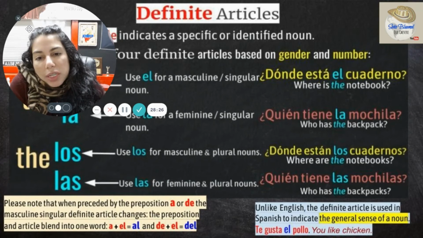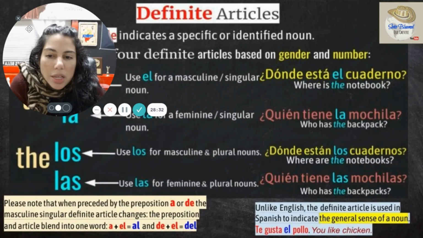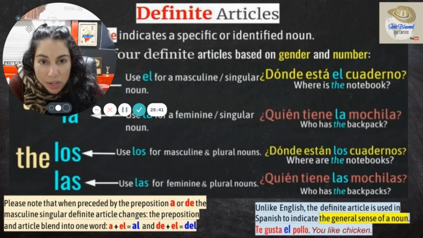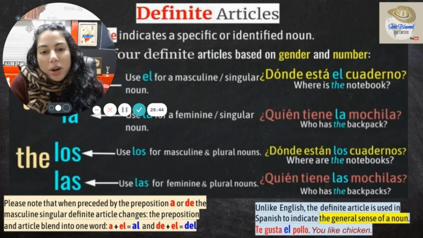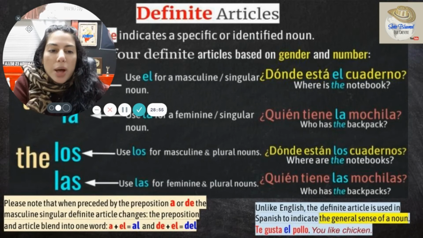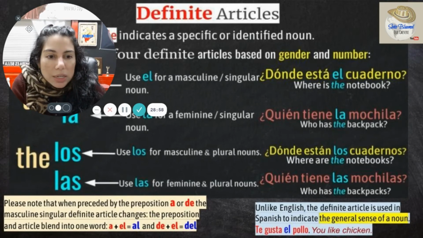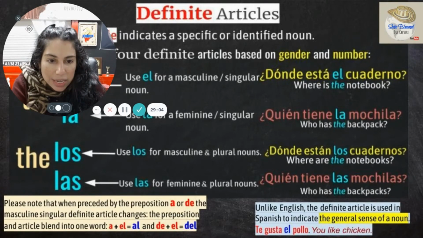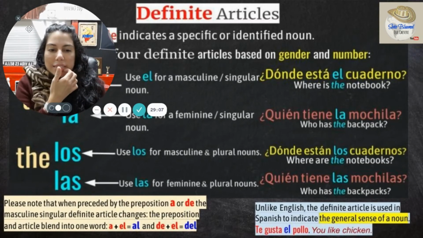And then you have the definite articles for the plural masculine and plural feminine. So los and las, which mean the. So in English, you only have one definite article, which is the, and in Spanish you've got four. But in Spanish, again, it has to agree with gender and number. So using the same example of cuaderno, if I want to say ¿Dónde están los cuadernos? I would have to say los and put an S in cuadernos. Where are the notebooks? And ¿Quién tiene las mochilas? Again, I have to put an S at mochilas and it's las.